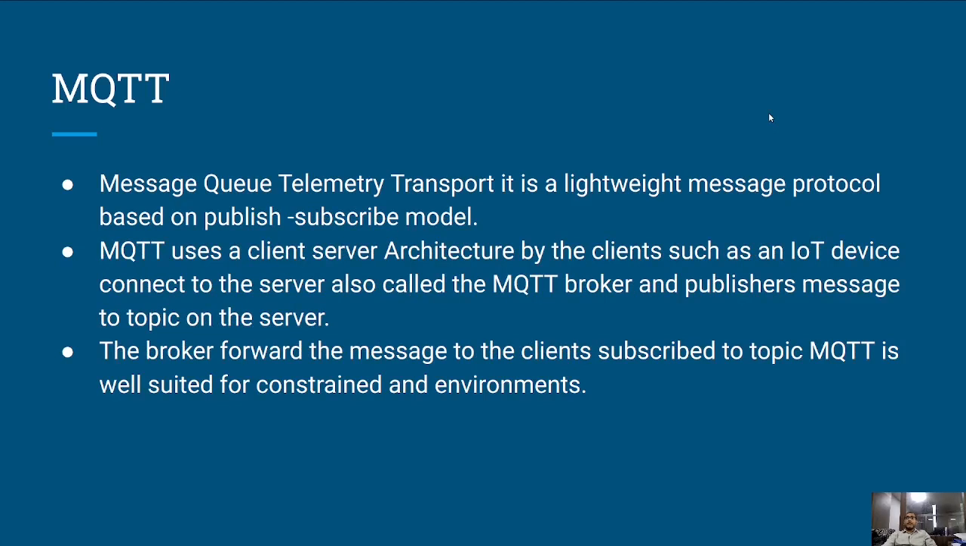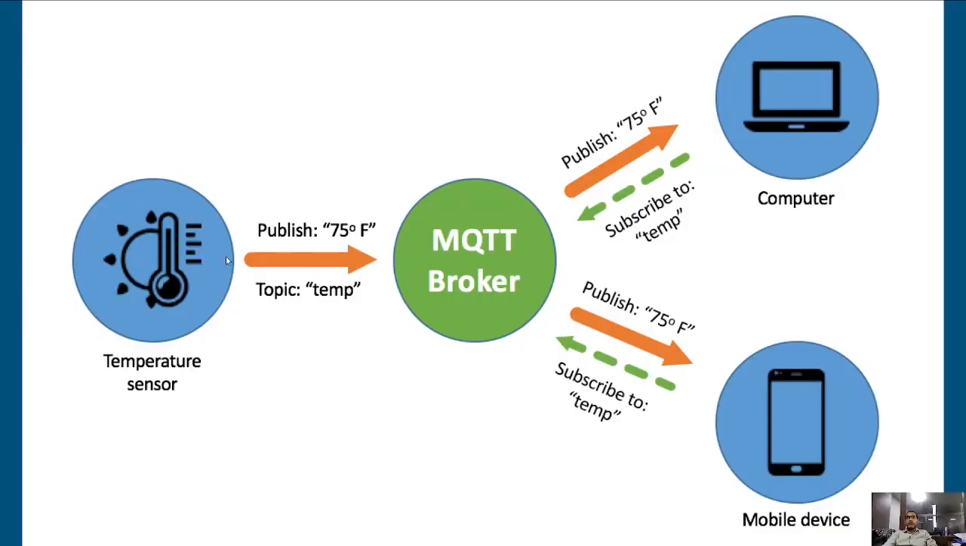So the next protocol is MQTT. MQTT stands for Message Queue Telemetry Transport, and it is a lightweight message protocol which is based on the publish subscribe model. MQTT uses a client server kind of architecture, where a client such as an IoT device connects to the server, also known as the MQTT broker, and normally publishes a message to a topic on the server. The broker forwards the message to the clients that are subscribed to that topic. Let us look into this diagram so that we can easily understand it.